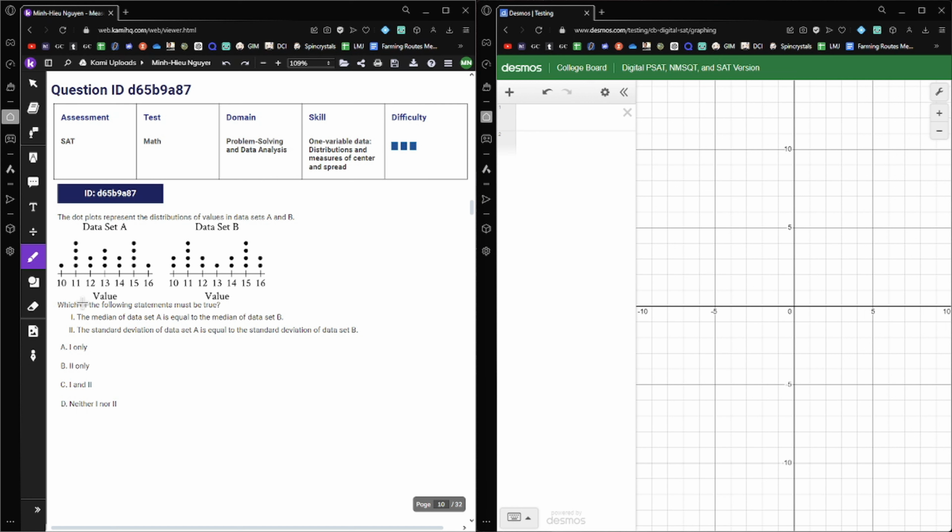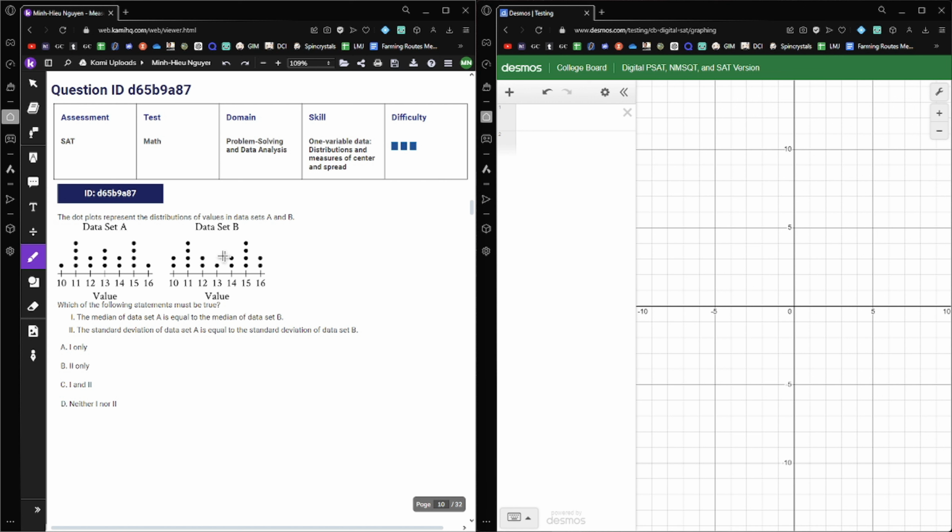Question number 10. Which of the following statements must be true? The median of dataset A is equal to the median of dataset B. The standard deviation of dataset A is equal to the standard deviation of dataset B.